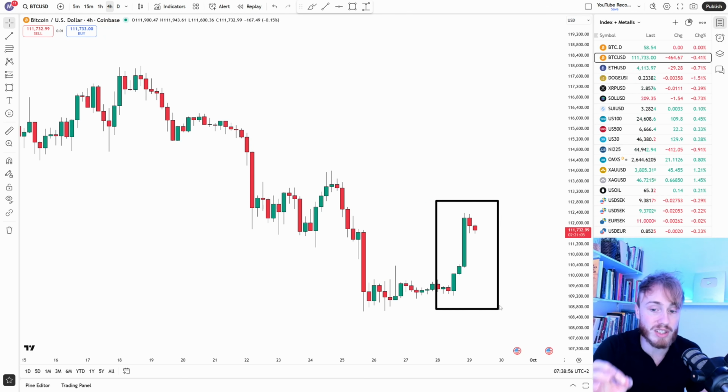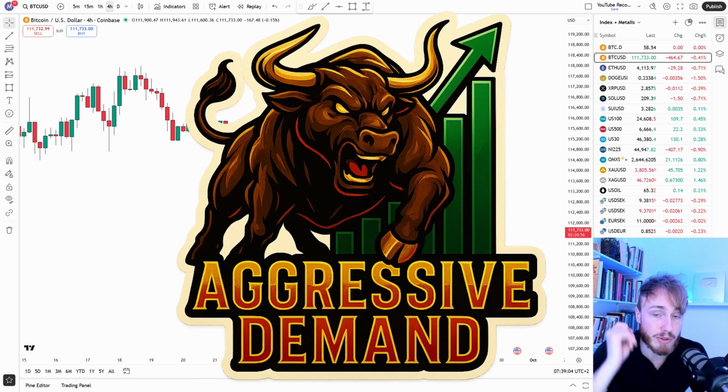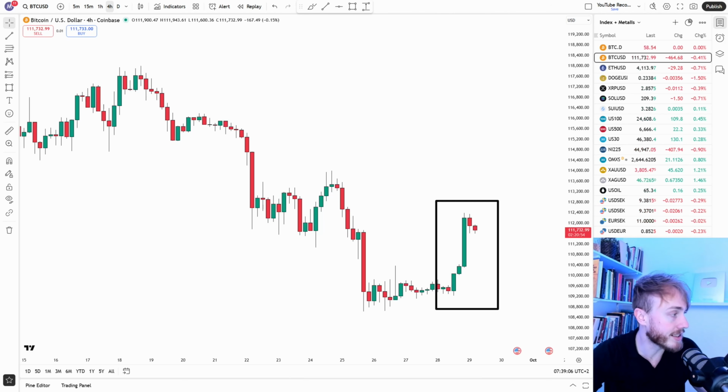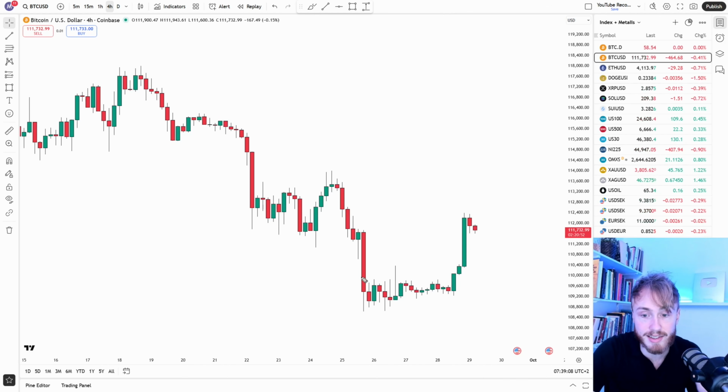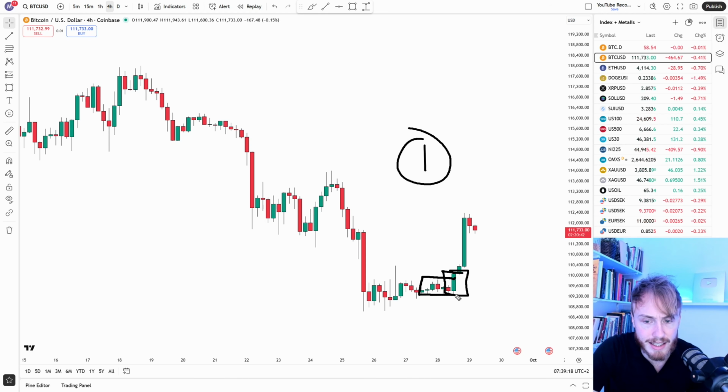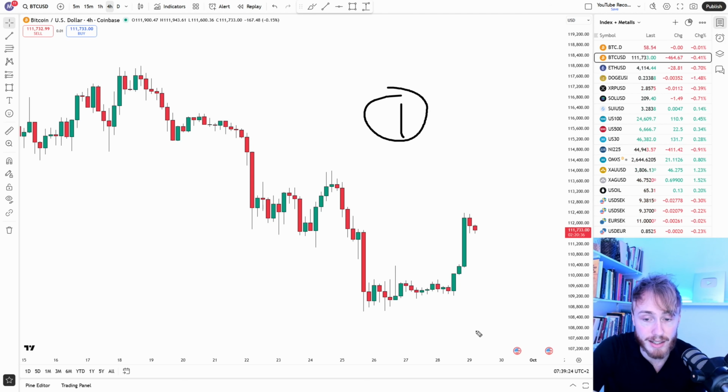You can see that just recently we have been seeing some strong demand coming in for Bitcoin. And I would actually consider this to be aggressive demand. Why is this aggressive demand? Well, once again, let's think about the principles. Principle 1 here is that we're looking out for a momentum candle. And this candle right here, even though it doesn't look that big, you can see that it's clearly bigger compared to all of the previous candles. So this is actually a momentum candle. So we have sign 1.